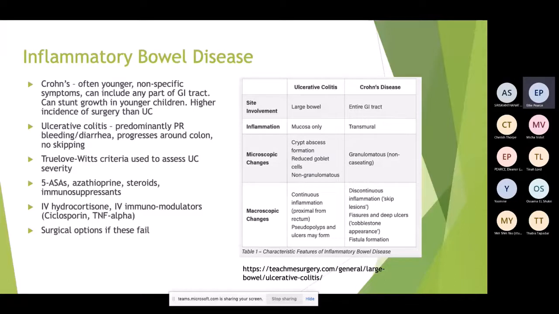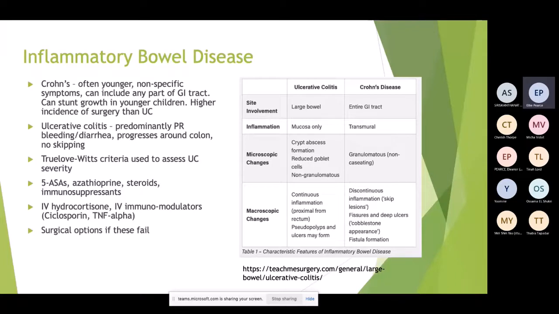For both Crohn's and colitis, the stepwise treatment includes 5-ASAs, which are things like mesalazine, azathioprine, steroids, and then later on immunosuppressants, things like biologics. If patients are acutely unwell with a flare-up, they're often brought into hospital and given IV steroids and IV immunomodulators. Cyclosporine used to be used more, but that's quite a toxic drug. Now patients are often started on a biologic in a severe flare, things like infliximab, and then surgical options if these drugs fail. And the features there, there's a useful table online.